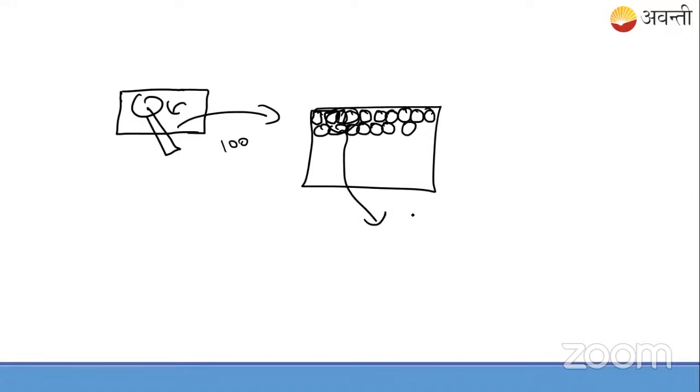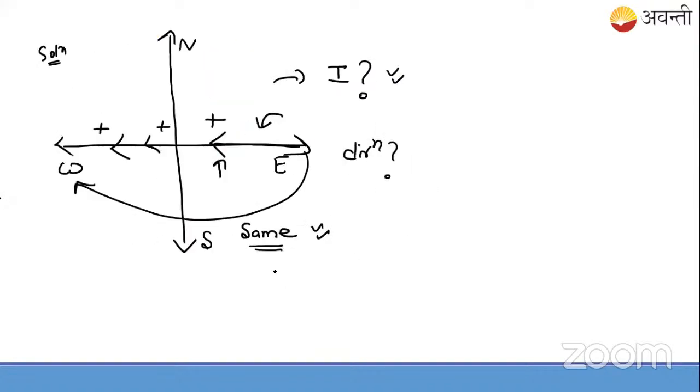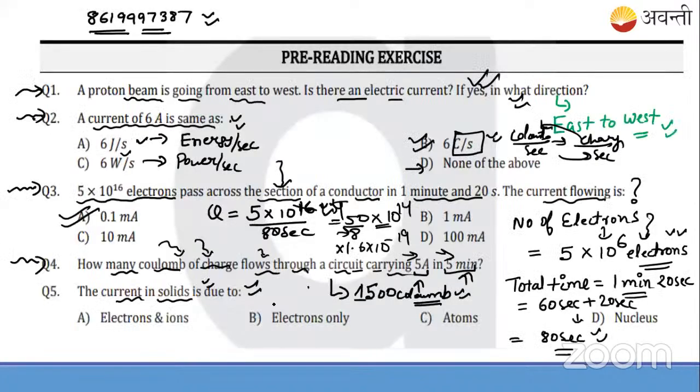Now what you will see is this: each atom, we know, contains a nucleus and an extra nuclear part in which the electrons are revolving. If the atoms are very compactly arranged, electrons will also feel the repulsion from the nearby atoms. So in this question they are asking how current happens. Current will be 100% only due to electrons, because in solids, in metals, only electrons are moving. So the answer is electrons, students.